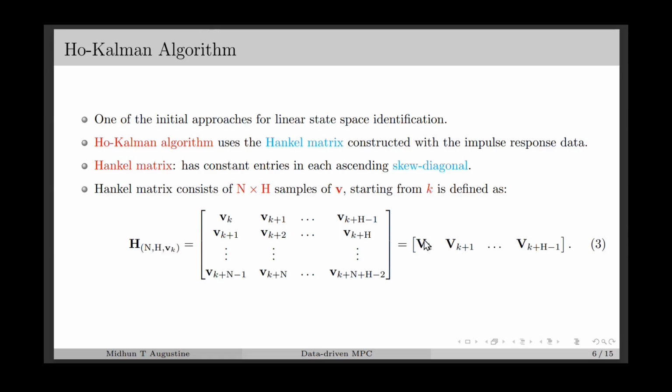Here, this capital Vk denotes the first column of this matrix, which is started by the vector small letter Vk, and capital Vk plus 1 is the second column, and so on. We can observe that the skew diagonal elements are the same. For example, we can observe that Vk plus 1 appears in this skew diagonal, and Vk plus 2 appears here, and so on. This particular structure of the Hankel matrix is useful in various system identification and signal processing tasks, as it captures the system's time and space dependent relations in a compact form.